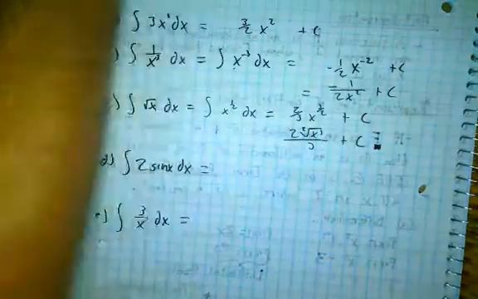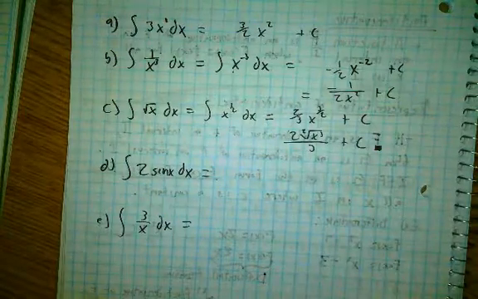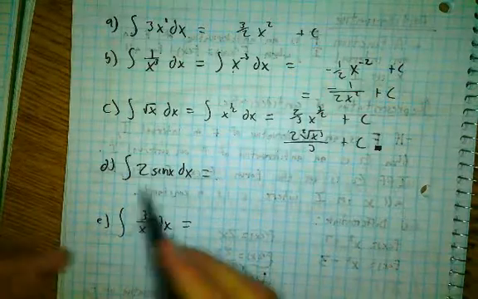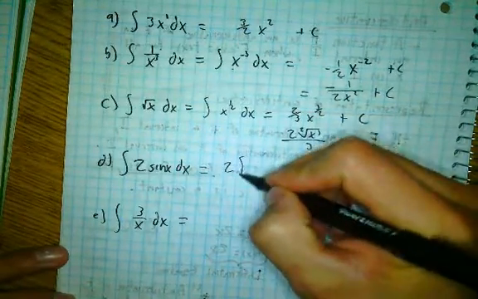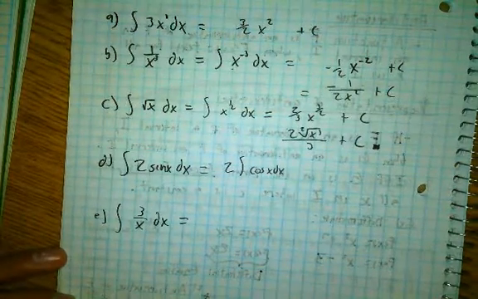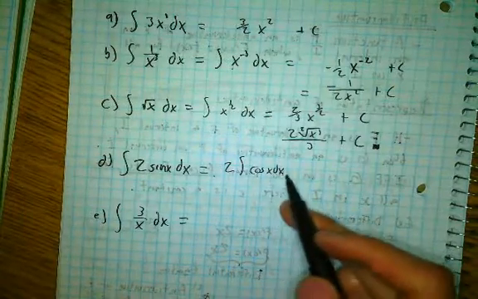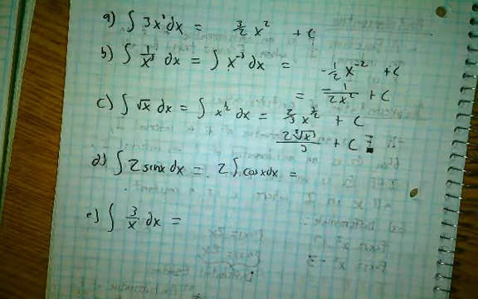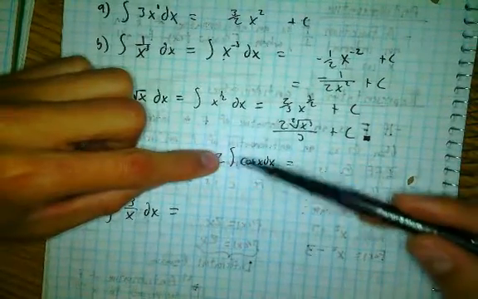Alright, let's talk about this. Part D. What I would suggest you do, because you kind of have a product, is rewrite this by bringing that 2 out as follows. Mathematically acceptable. Then all you have to ask yourself is, what's the antiderivative of cosine? Well, I am finding the antiderivative of cosine, so it'd be x plus c.